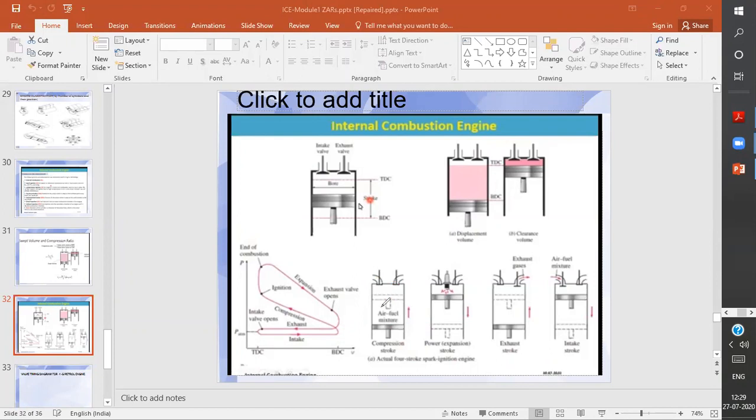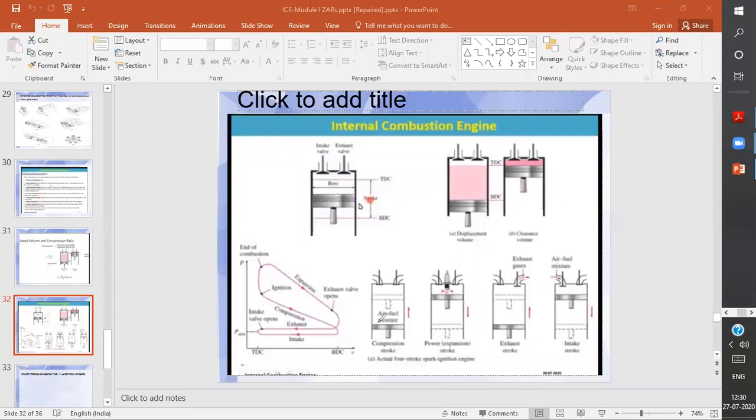Now see, this is called ram effect. What is it called? It is called ram effect. To make use of the kinetic energy of the air fuel mixture, which is moving at so much force from the inlet valve, we are making use of the energy of the flow of the air fuel mixture, so that we get more air fuel mixture in the combustion chamber. This is called ram effect.